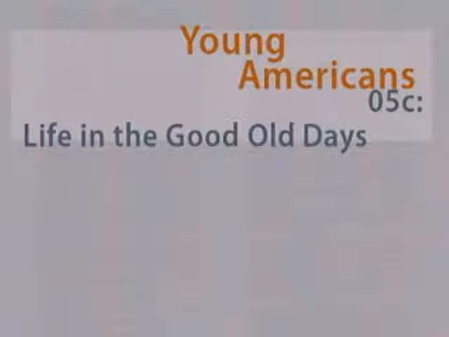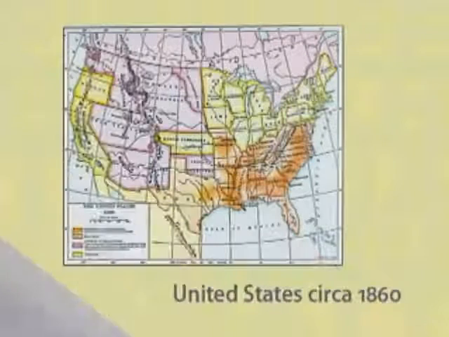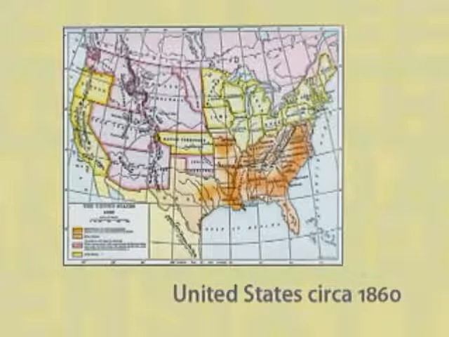Segment 5C, Life in the Good Old Days. For decades, the United States had performed a balancing act between the industrialized, free soil North and the agricultural, slave-owning South.